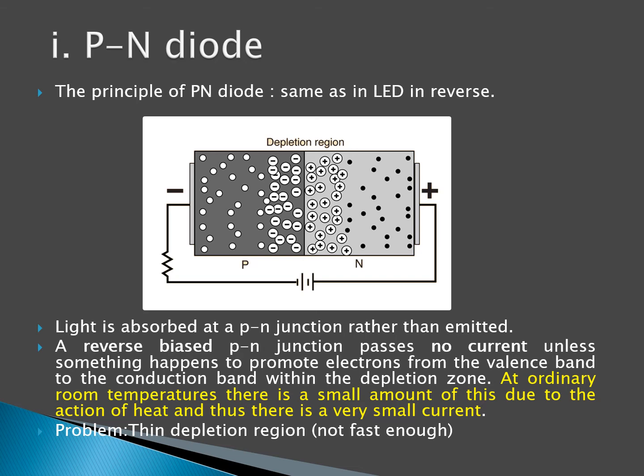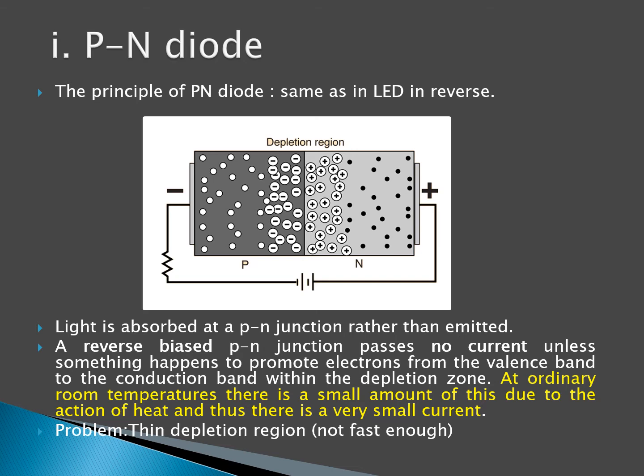Now let us look at the PN photodiode. Basically the principle of the PN photodiode is the same as an LED but in reverse. You can see here, this is our PN photodiode. It is connected to the battery, so it must be connected in reverse bias position. Positive is connected to the N-type, and the negative terminal is connected to the P-type. At first, we still have the depletion region, but just a thin depletion region.